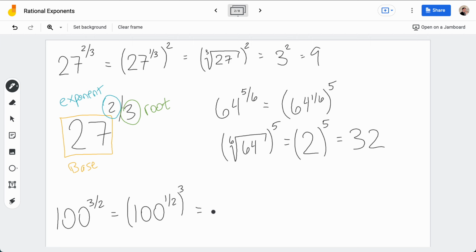And then this turns into the square root of 100 cubed. So square root of 100 is 10, and I have 10 cubed. 10 times 10 is 100, times 10 is 1,000. So 1,000 is my answer here.